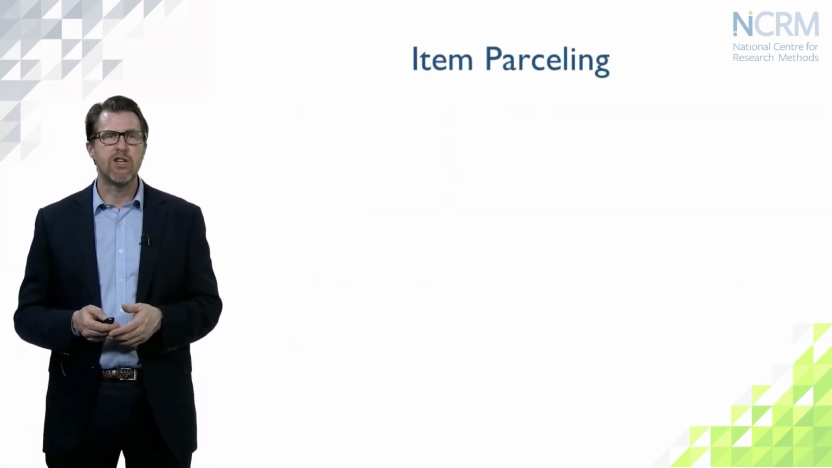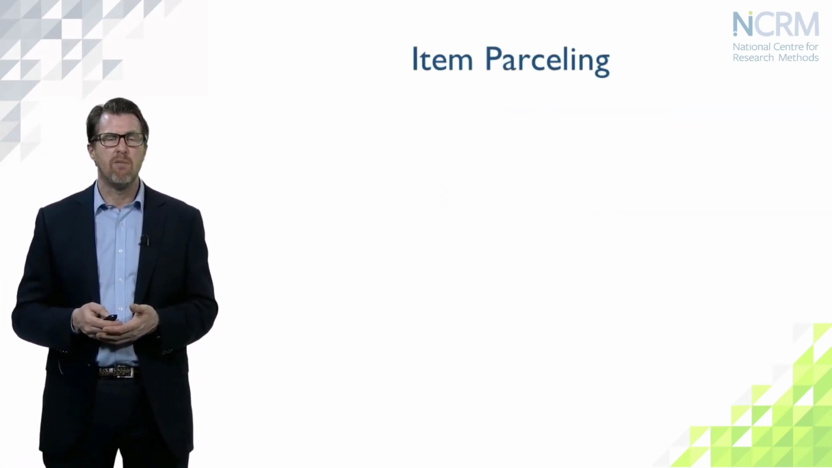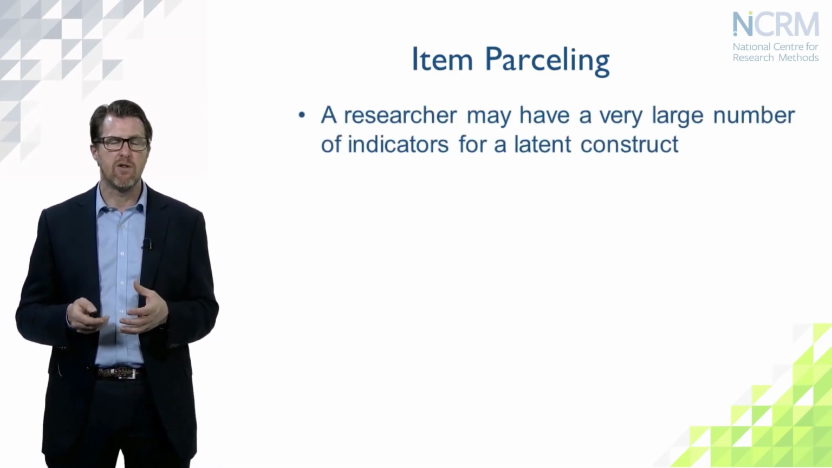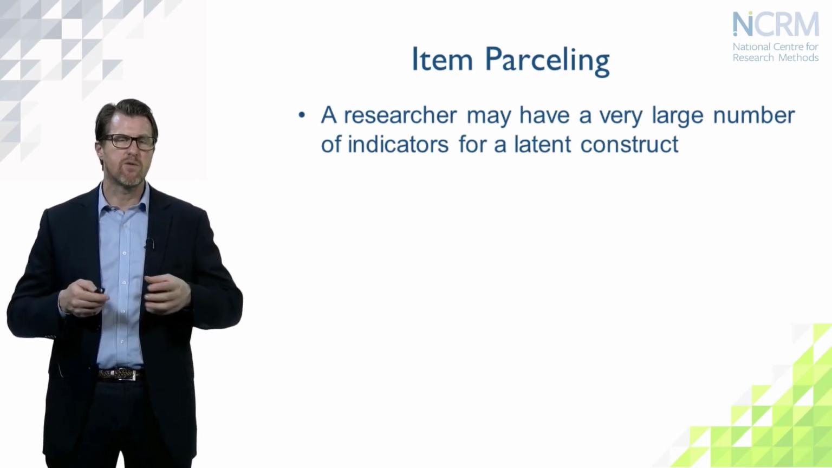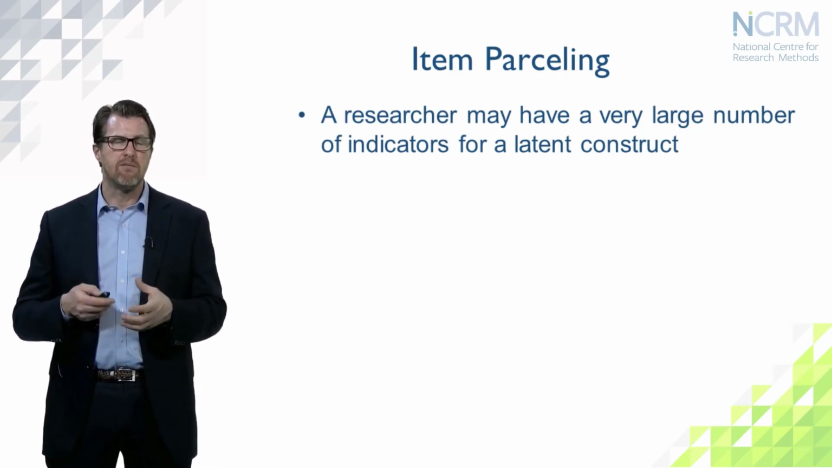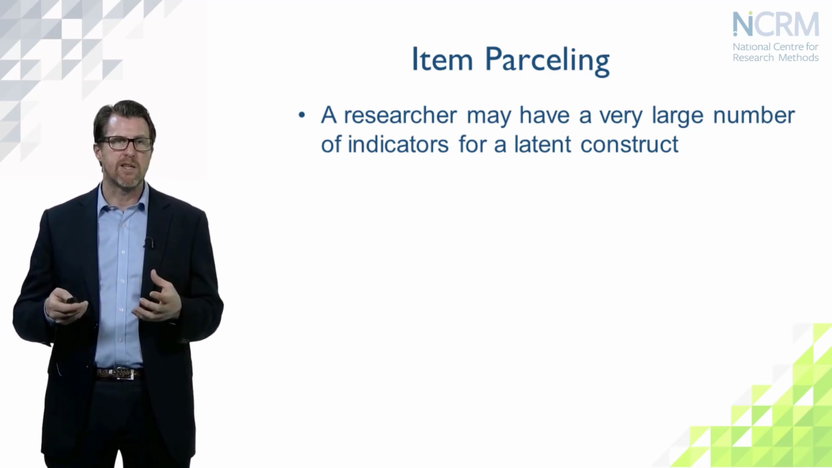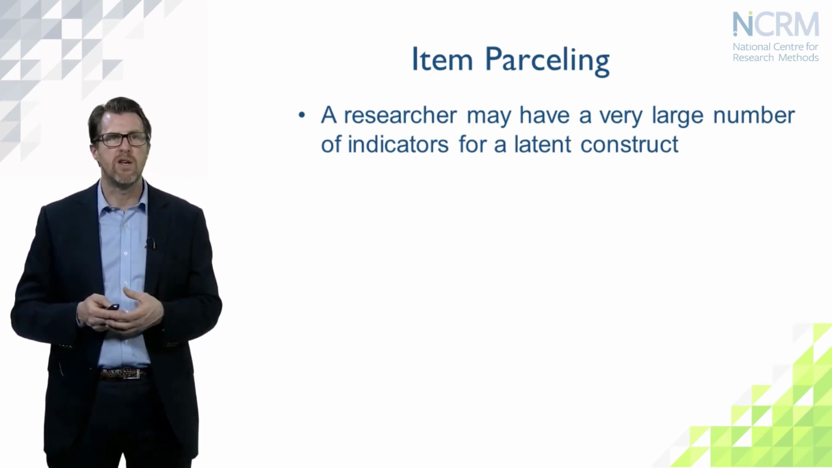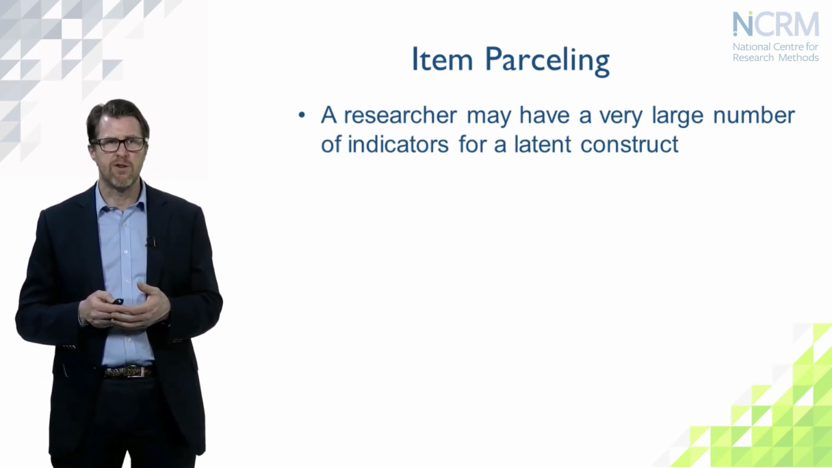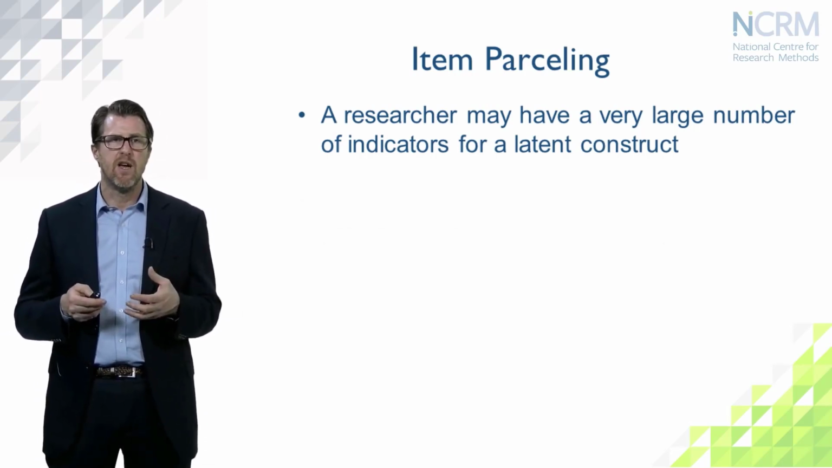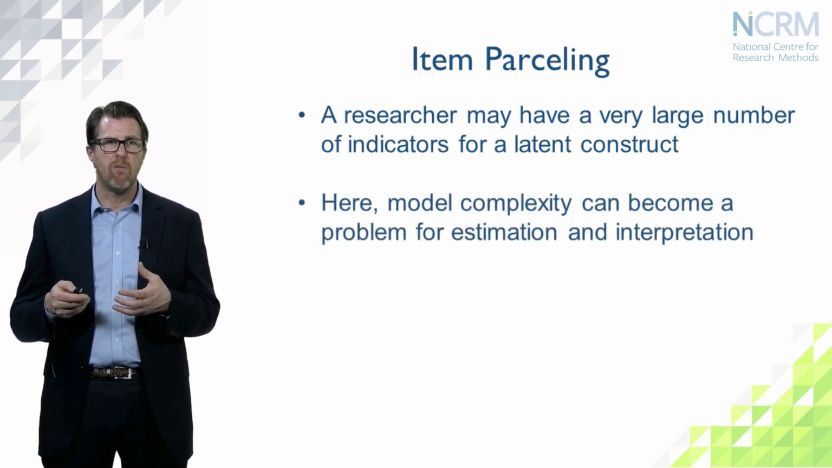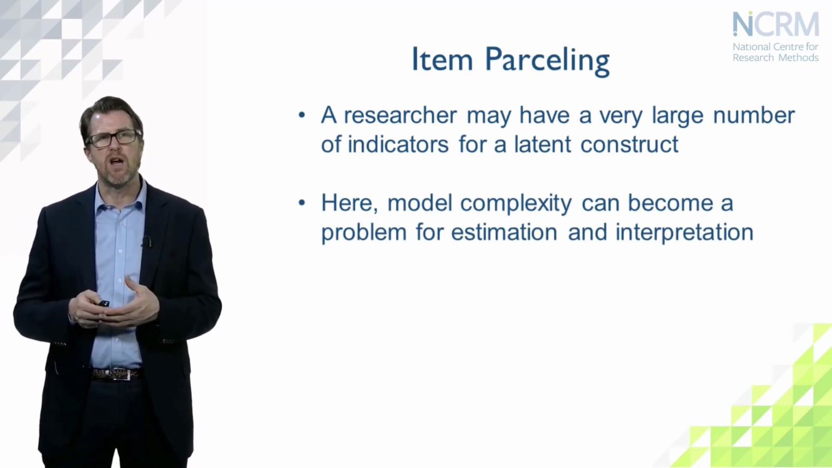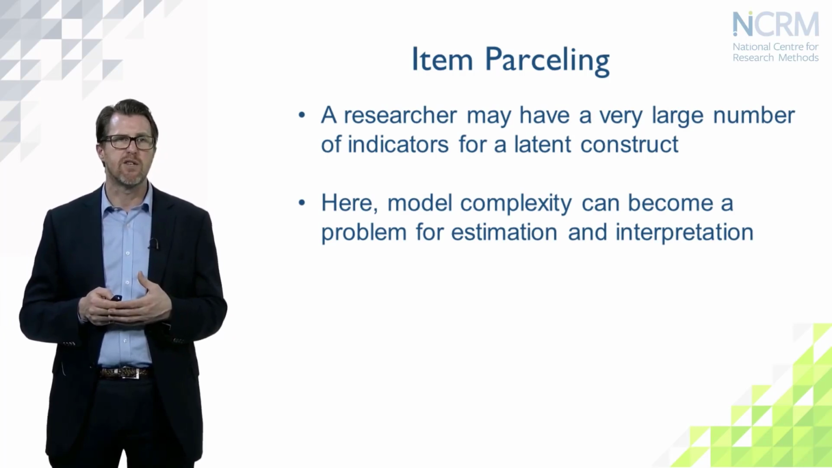Another common procedure in confirmatory factor analysis is when a researcher may have a very large number of indicators for a latent construct or for a number of latent constructs. This is quite often the case in psychology, where there are quite complex latent variables and each one maybe has 10, 12 or more indicators. One of the problems that researchers run into with this kind of data is that the model can become extremely complex very quickly, and there's lots of difficulties that people can run into with estimation and interpretation and so on.